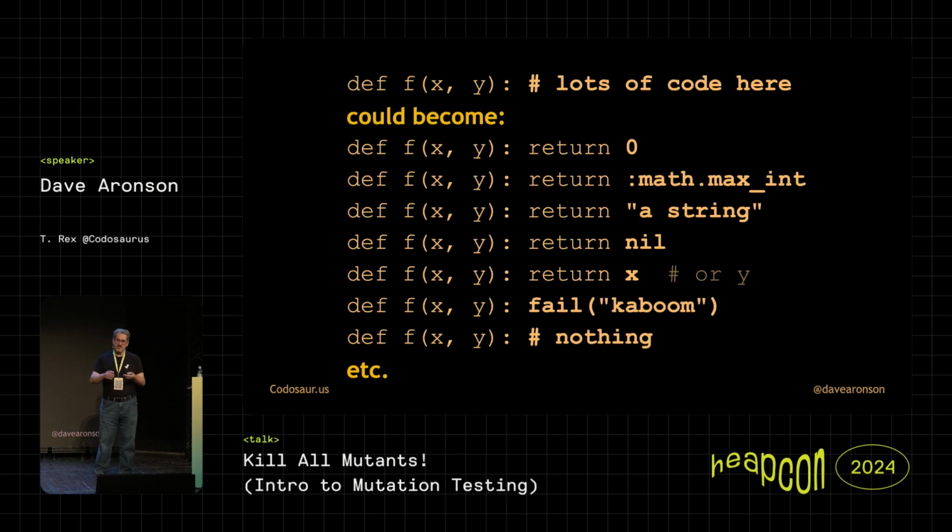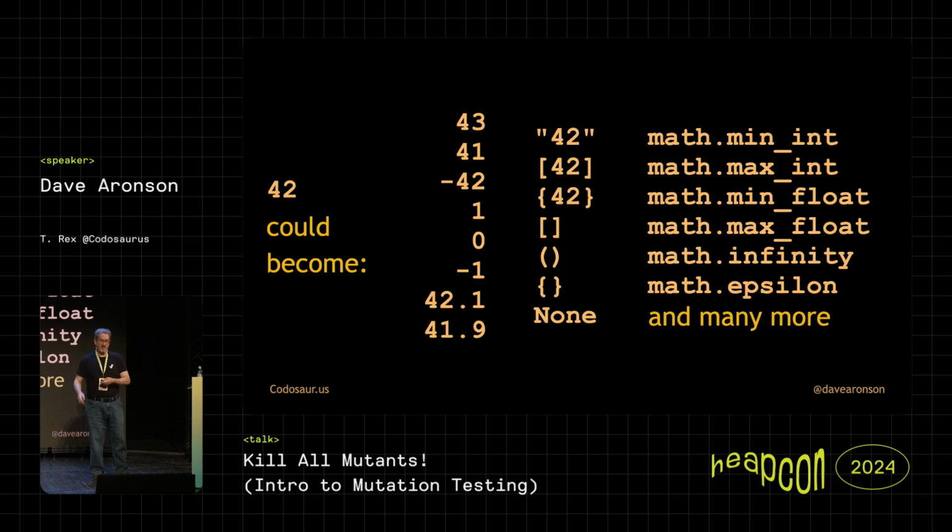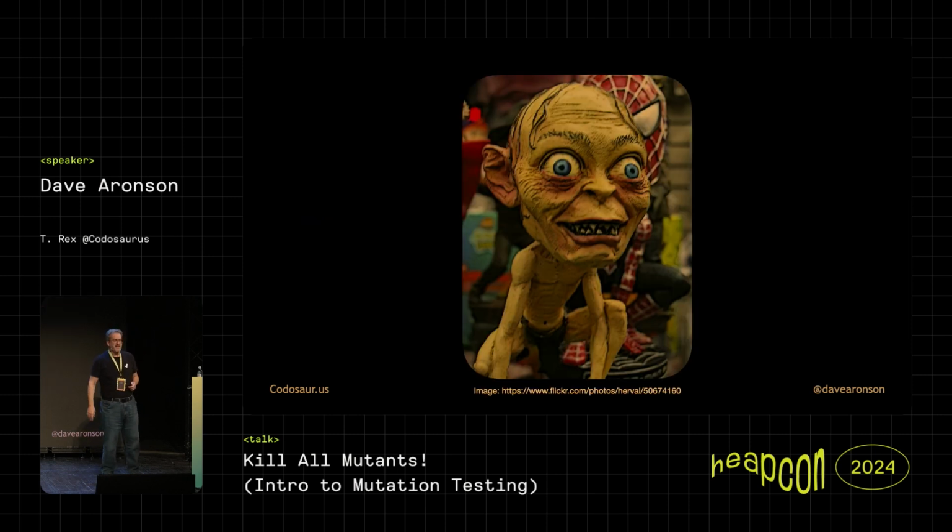It could replace a function's entire body with something like returning some constant or one of the arguments, or raising a deliberate error, or nothing at all when the language permits. It could change a value to some other value, like changing a 42 to any of these constants or expressions, and many more, but I had to stop somewhere. You could even change it to something of a completely incompatible type, like changing a number to a, if I may quote Smeagol, string or nothing. There are many more, but I trust you get the idea by now.